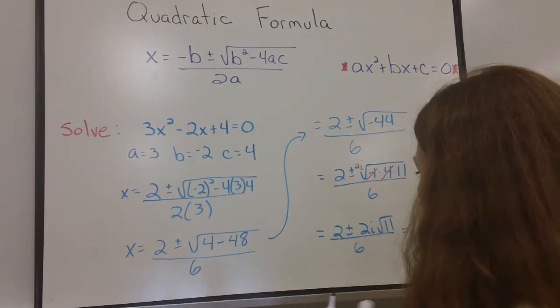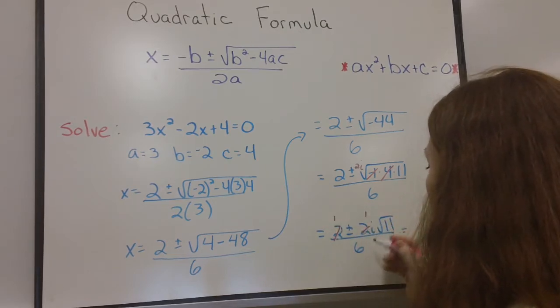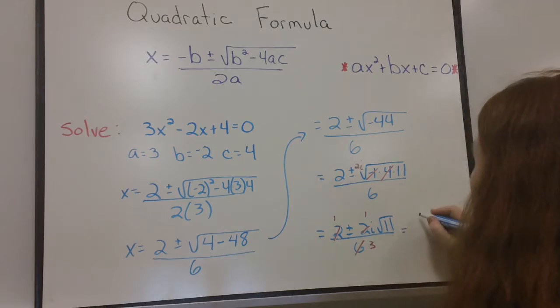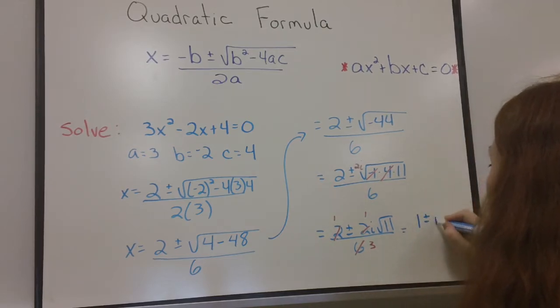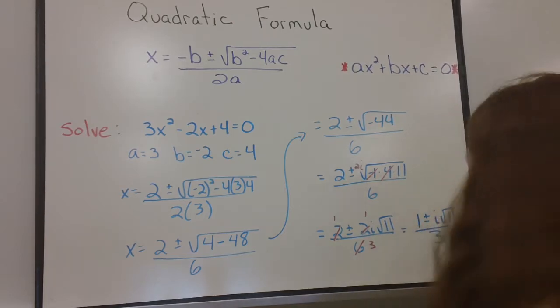Use the pink one. Divide by 2. Divide by 2. Divide by 2. And my final answer is 1 plus or minus i times the square root of 11 all over 3.